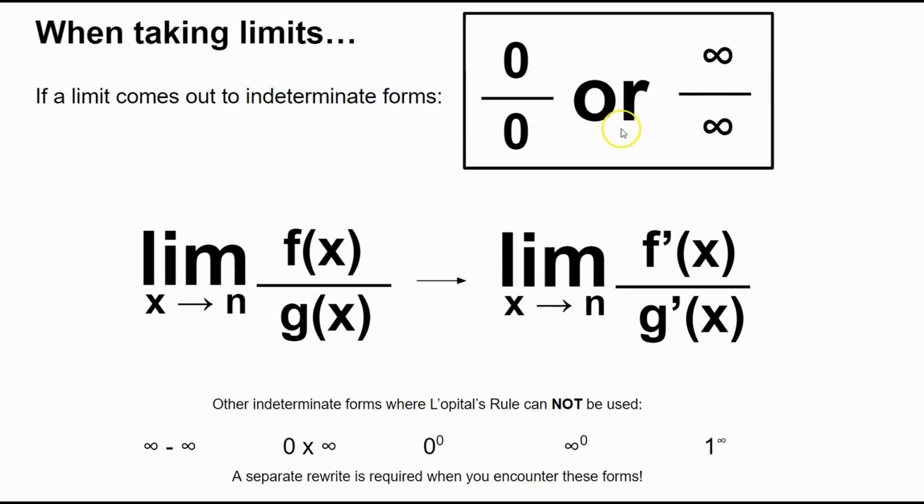There are several other indeterminate forms here at the bottom, and these are cases where you can't use L'Hopital's rule directly. You would have to use a separate rewrite to possibly get it into a form that you can use L'Hopital's rule on, or maybe a different strategy. Those forms are infinity minus infinity, which is very common, 0 times infinity, 0 to the 0 power, infinity to the 0th power, and 1 to the infinity power. There are other indeterminate forms, I'm sure, but those are incredibly rare. Some of these are already very rare anyway, like 1 to the infinity power.